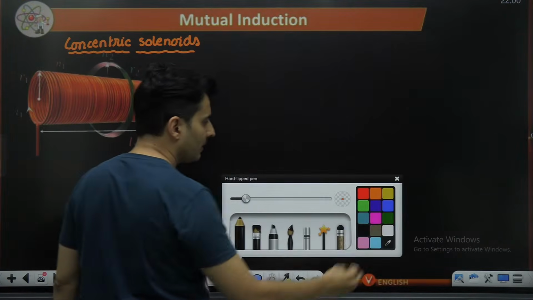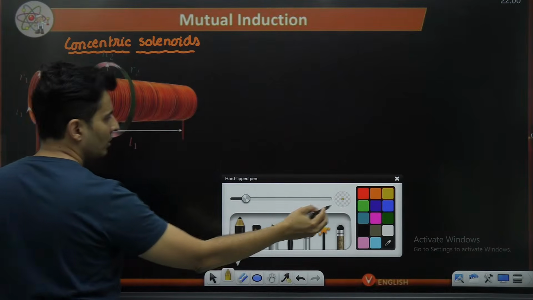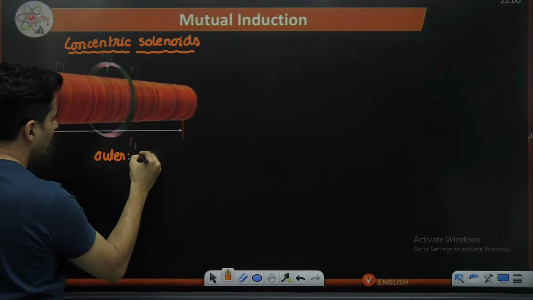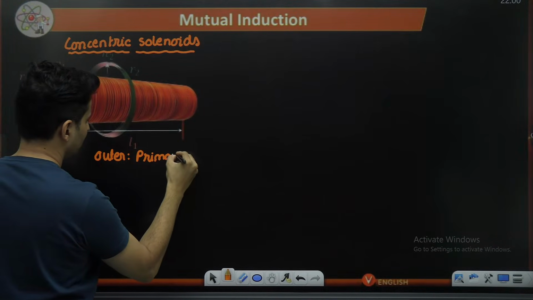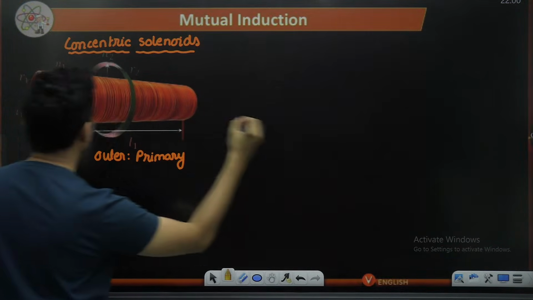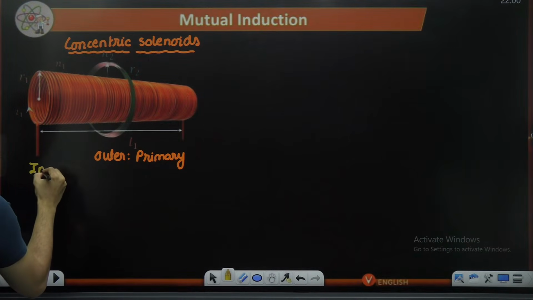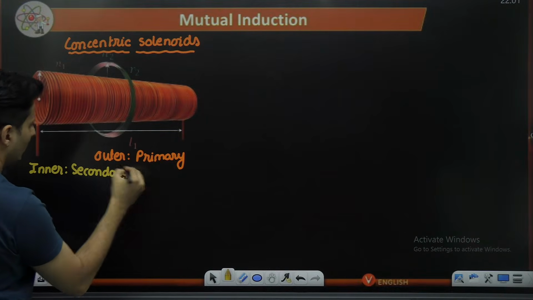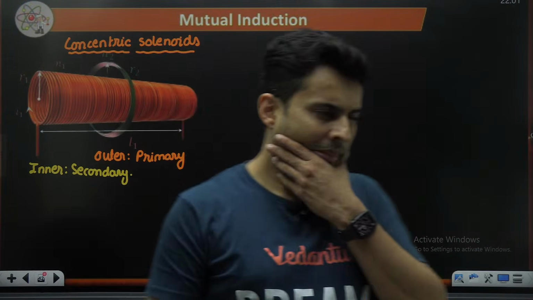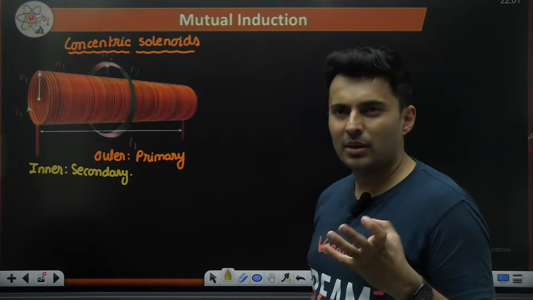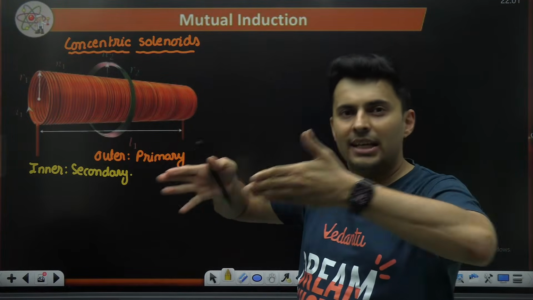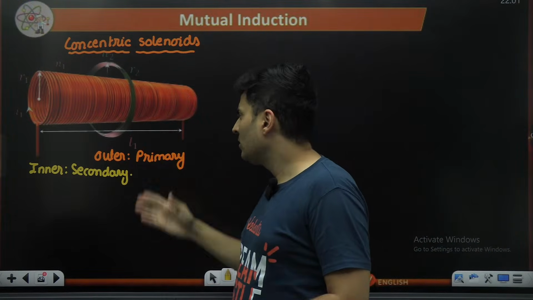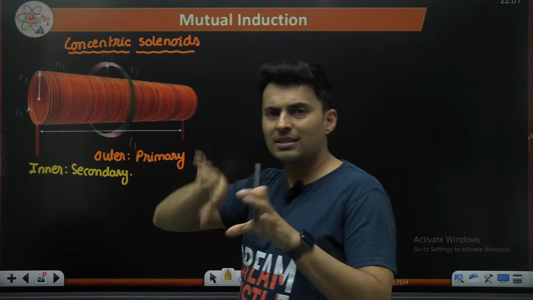Concentric solenoids. Here we will take the outer solenoid to be primary, and the inner solenoid to be the secondary solenoid of the secondary circuit. Why like that? Because I know if I take a solenoid, calculating the field inside of it is easier. Outside, the field is zero or negligible. So it is better to do the calculations for inside of a solenoid.